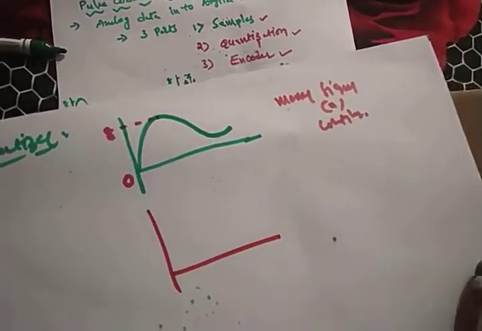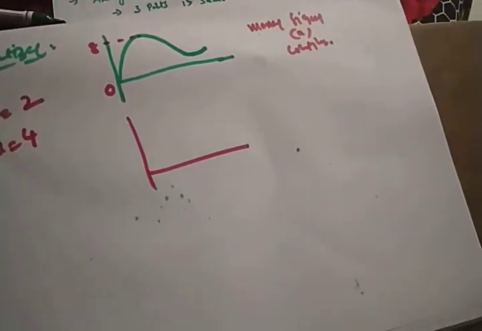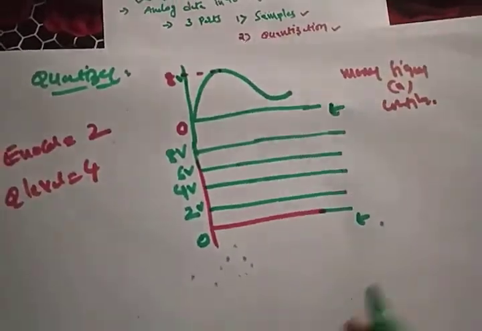Now I am assuming my encoder represents 2 bits. How many quantization levels? 4 levels. But before quantization, I am assuming some voltages. This is 2 volts. These are not quantization levels, I am just assuming them: 4, 6, 8 volts. So the levels are 0 volts, 2 volts, 4 volts, 6 volts, 8 volts. You can choose any volts.